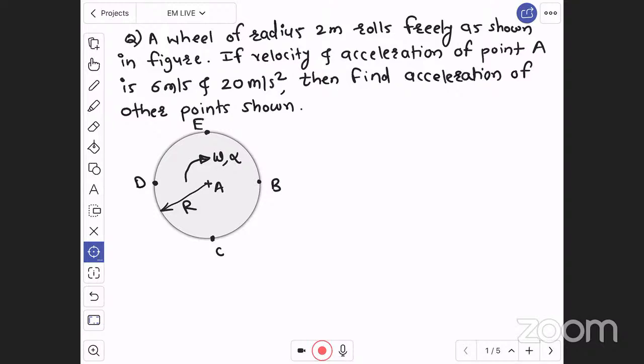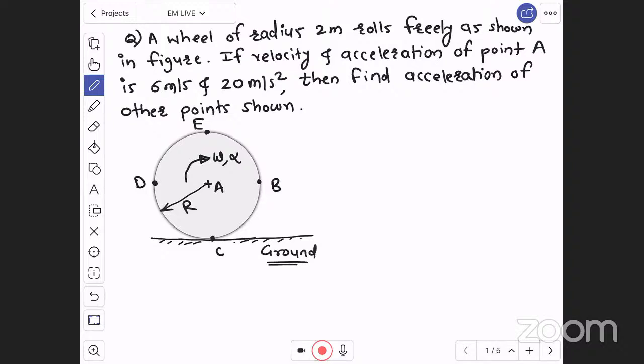Now here in this numerical question, a wheel of radius 2 meter is given. The wheel rolls freely as shown in the figure. See here, this wheel rolls freely on the surface. Let us say this is the ground, right? On this ground, the wheel is rolling, right?